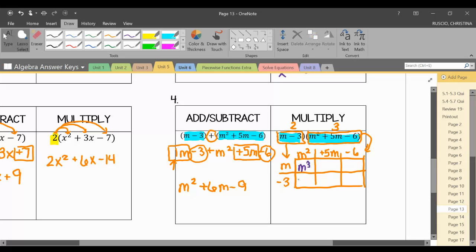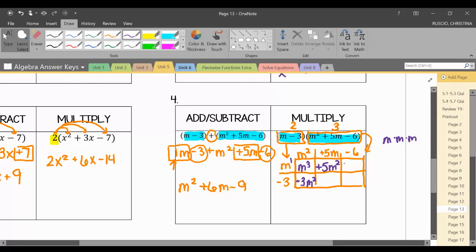M cubed minus 3m squared plus 5m. Well, m times m is m squared. I should have talked about this here first. This is m to the first power, so m squared times m to the first is m to the 1 plus 2, which is 3. Because it's really m squared, which is m times m, being multiplied by another m. Therefore, there's 3 of them being multiplied.